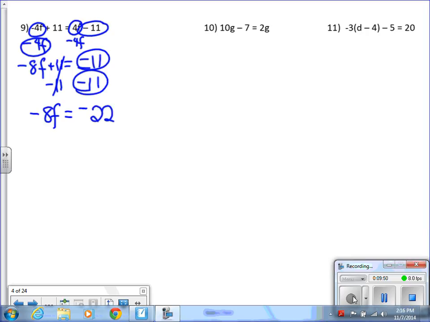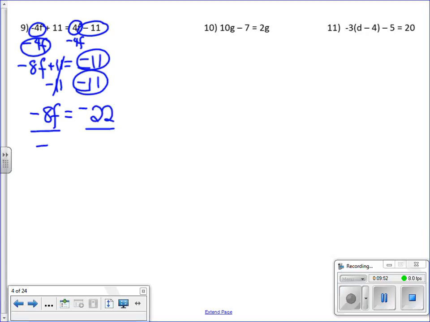Okay, now we need to divide both sides by negative 8 to get rid of my negative 8. So negative divided by negative is a positive, which is great. I have a positive f.